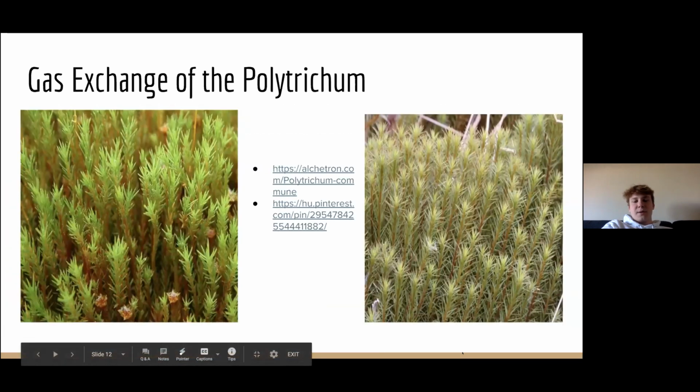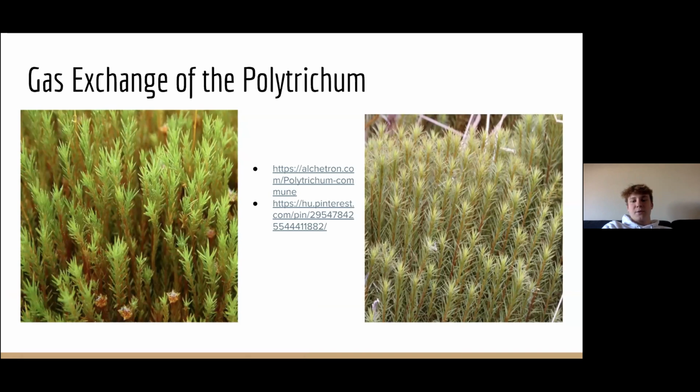Now we'll begin to talk about the gas exchange of the polytrichum. Polytrichum is highly differentiated photosynthetic tissue. The polytrichum uses the stomata to help regulate the gas flow throughout the body.